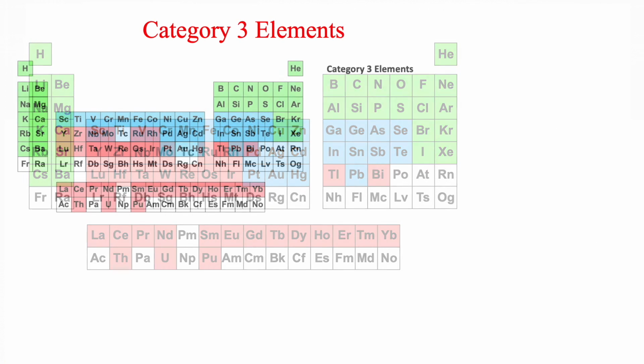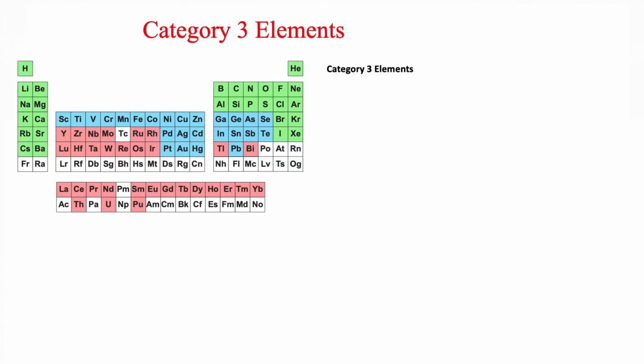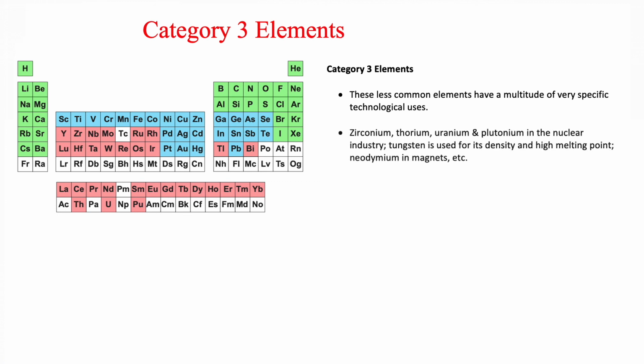Category 3 elements. Category 3 elements are less common, but they do have a multitude of very specific technological uses. For example, zirconium, thorium, uranium and plutonium are important in the nuclear industries. Tungsten is used for its high density and very high melting point, neodymium in magnets, etc. The +3 oxidation state is surprisingly common, and of course Madelung's rule must not be assumed.